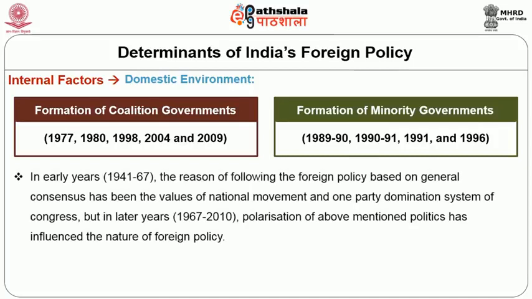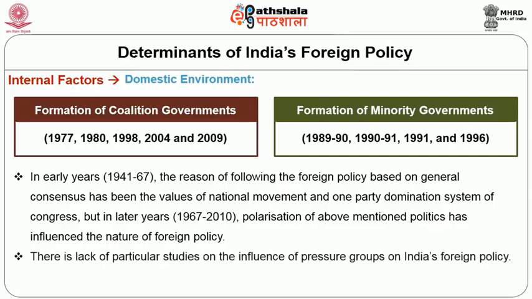In early years, that is from 1947 to 67, the reason of following the foreign policy based on general consensus has been the values of national movement and the one-party domination system of Congress. But in later years, polarization of the above-mentioned politics has influenced the nature of foreign policy.